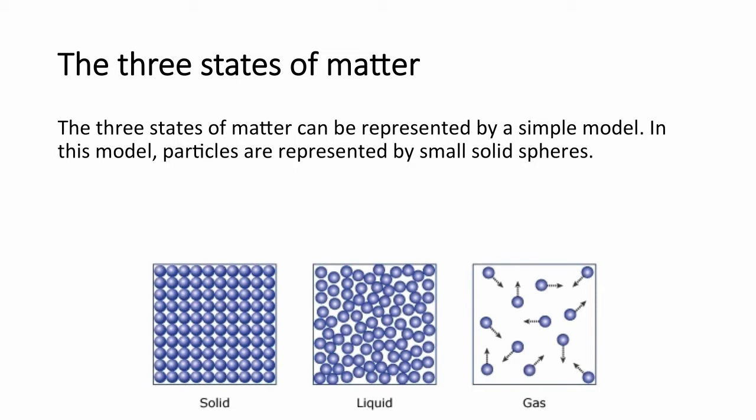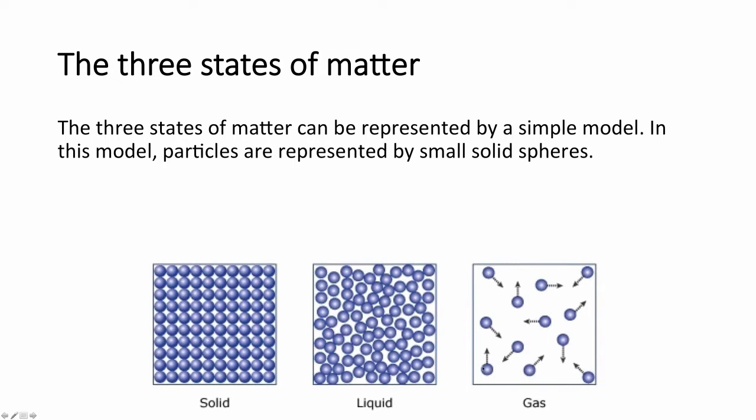Now the particles are represented by these small spheres, and these spheres could represent atoms, ions or molecules. And in a solid, the atoms are touching and are in rows. In a liquid, they are touching still, but they are randomly arranged. And as you can see, therefore, because there's spaces between, they are less dense.